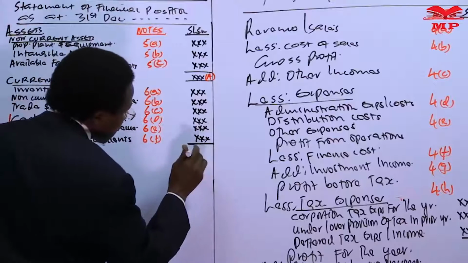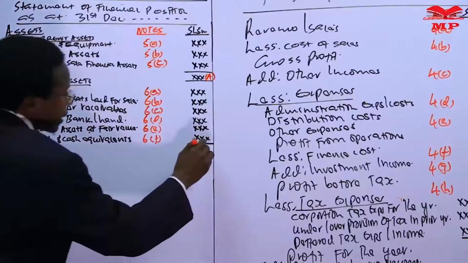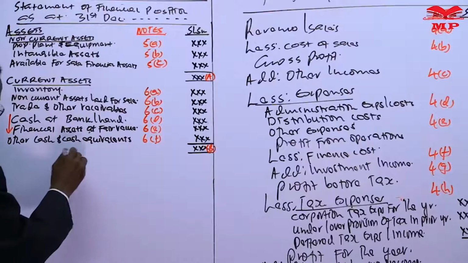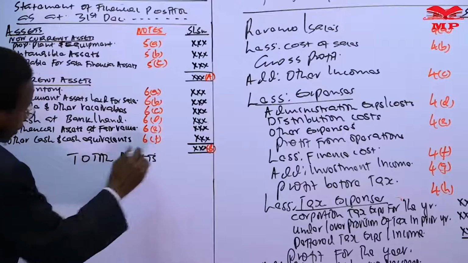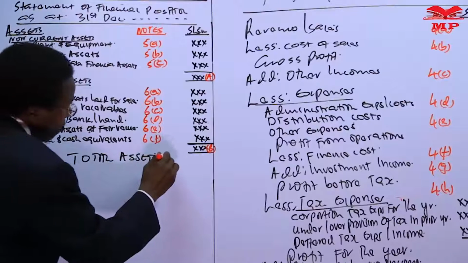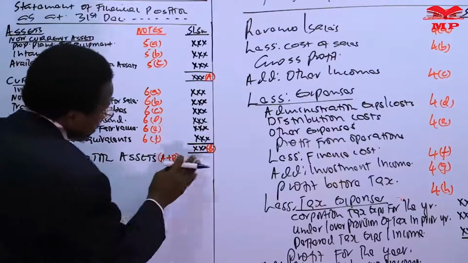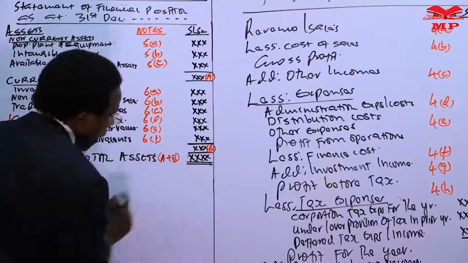Then we have this total. Let me call that one item B. So you'll have the total assets. Our total assets, friends, will be A plus B. That's the total assets will be A plus B, and that's the figure that we are going to recognize there.